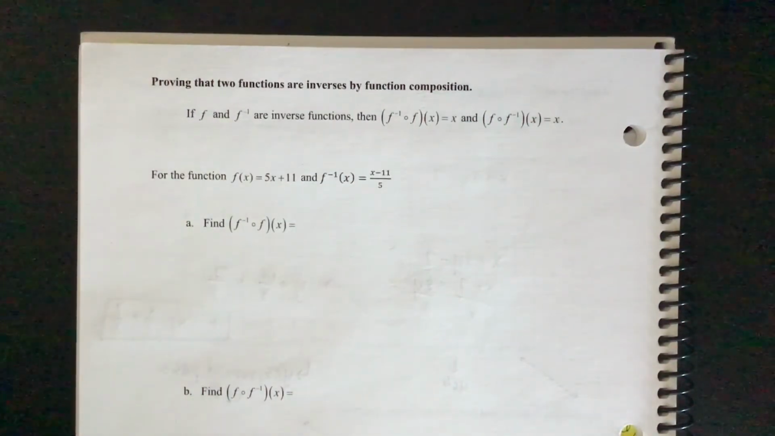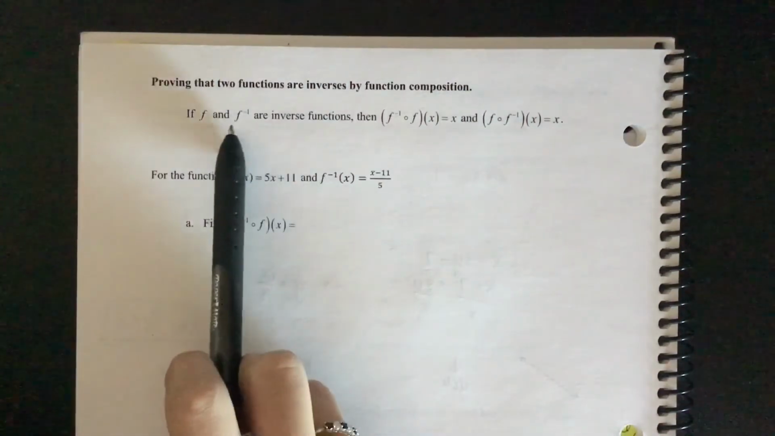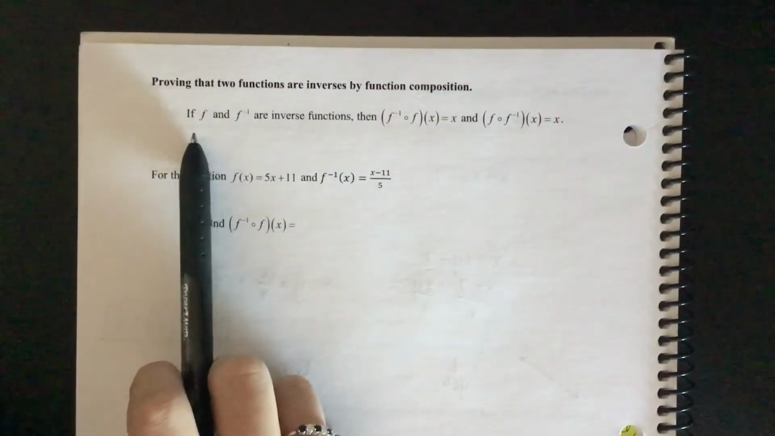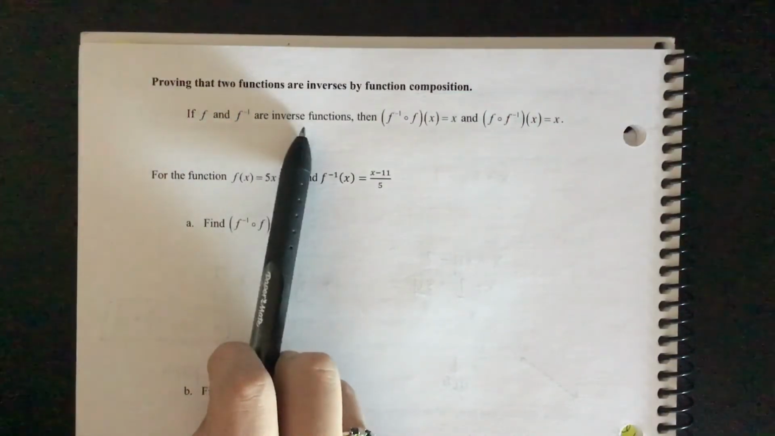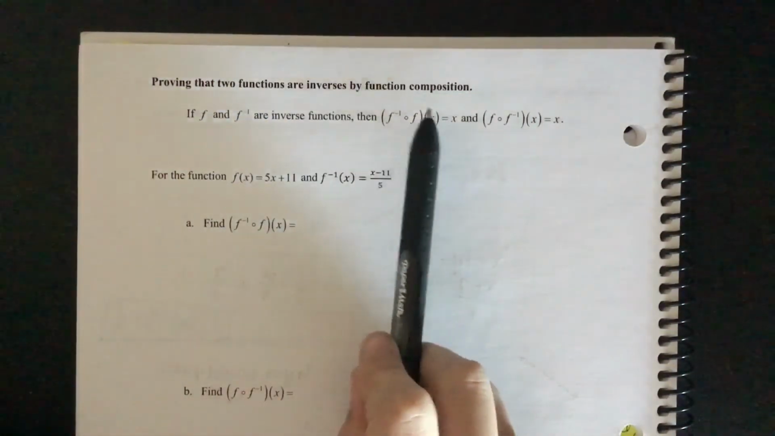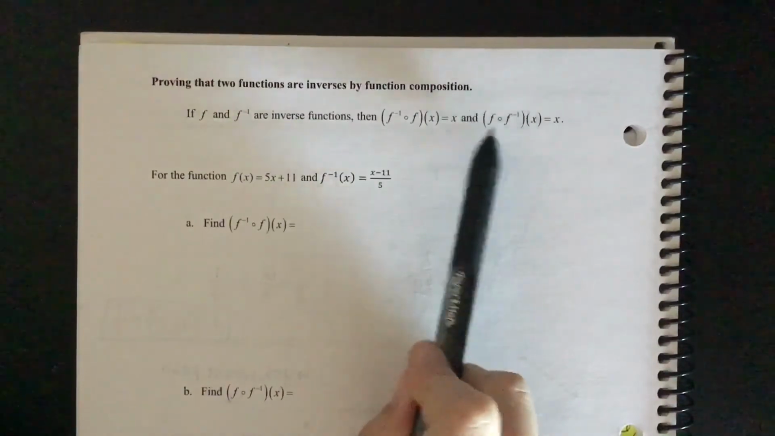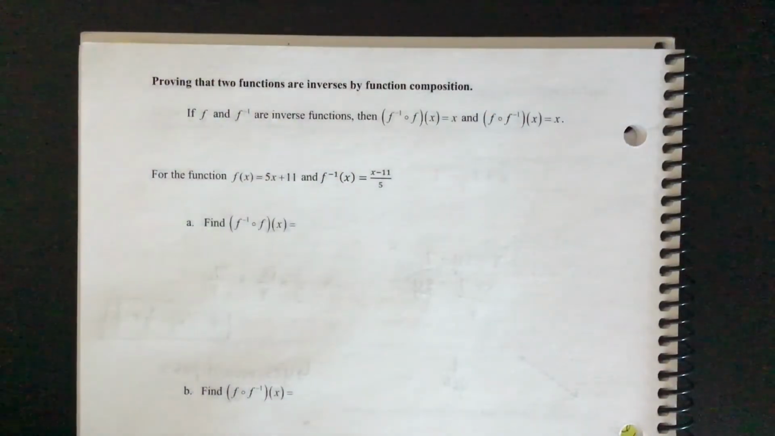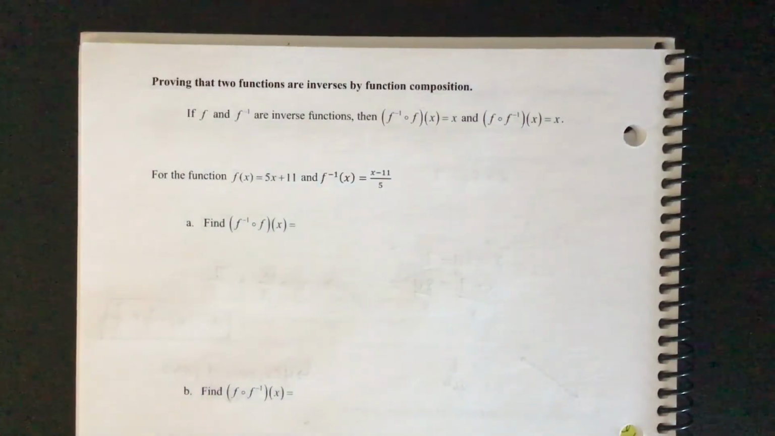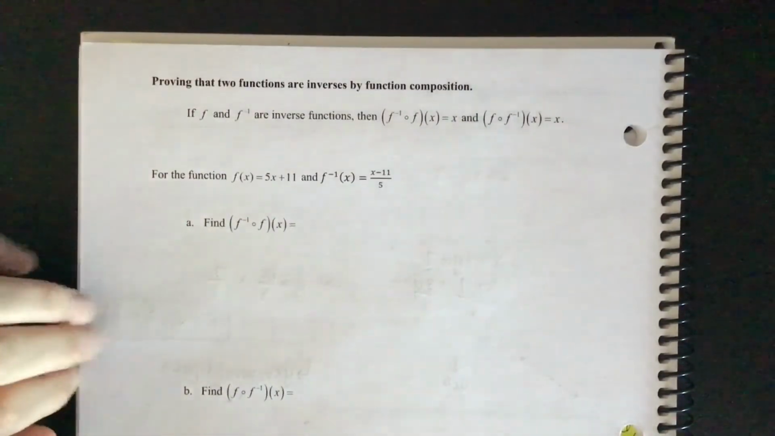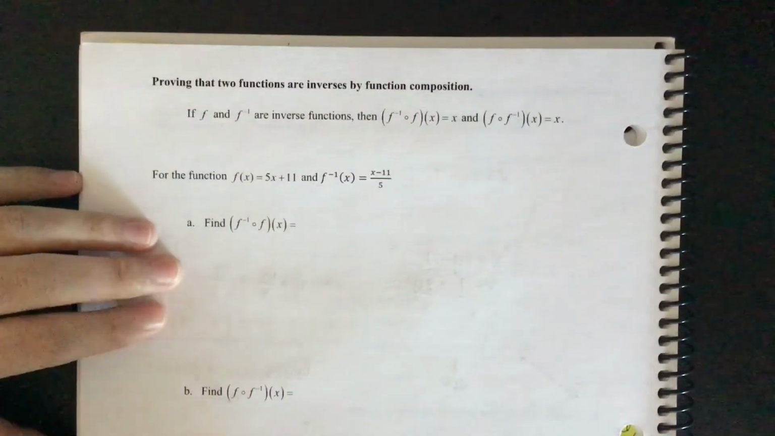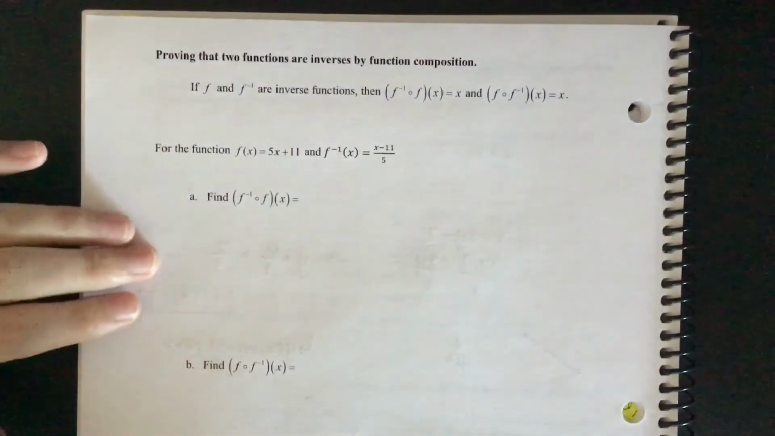Now, there's a rule in math that says if f and f inverse are truly inverse functions, then the composition forwards and backwards will both equal x. Just x, nothing left over, no coefficients, nothing, just one x. So we are going to check that these two are actually inverses of each other. Okay, and this is a proof.